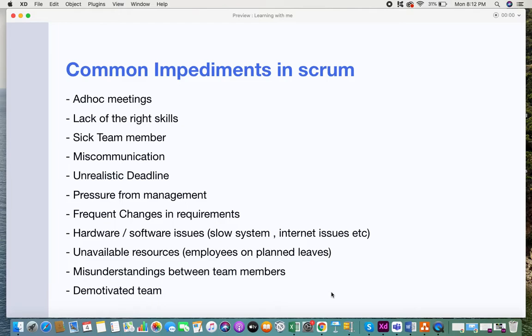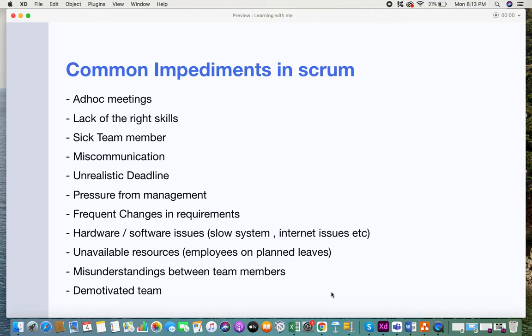The next one is lack of the right skills. So when you do not have employees with the right skills, existing employees need to learn the new skill and then implement the task, which generally we know does not make sense. So either they would be able to do it fast, or they would take a long time to learn the skill and then implement, and even if implemented, we are not sure of the quality of the task being implemented. So not having the right skills can slow down your pace of development.